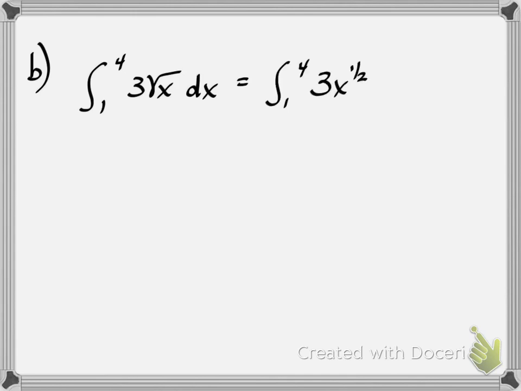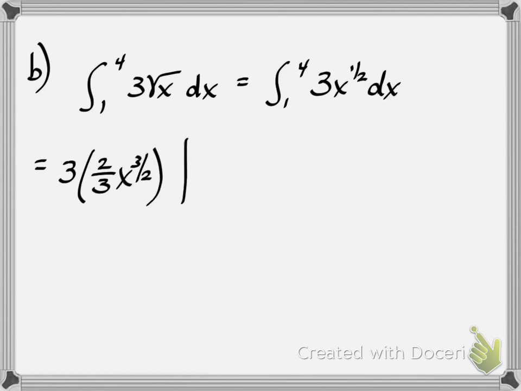B part. Let's say we have something from 1 to 4 of 3 square root of x dx. Okay, we're going to rewrite it friendlier. From 1 to 4 of 3x to the 1/2 dx. That's 3 times x to the 3/2. Remember, divided by 3/2 or multiplied by 2/3, evaluated from 1 to 4. Maybe we clean that up just a little bit and call that 2.